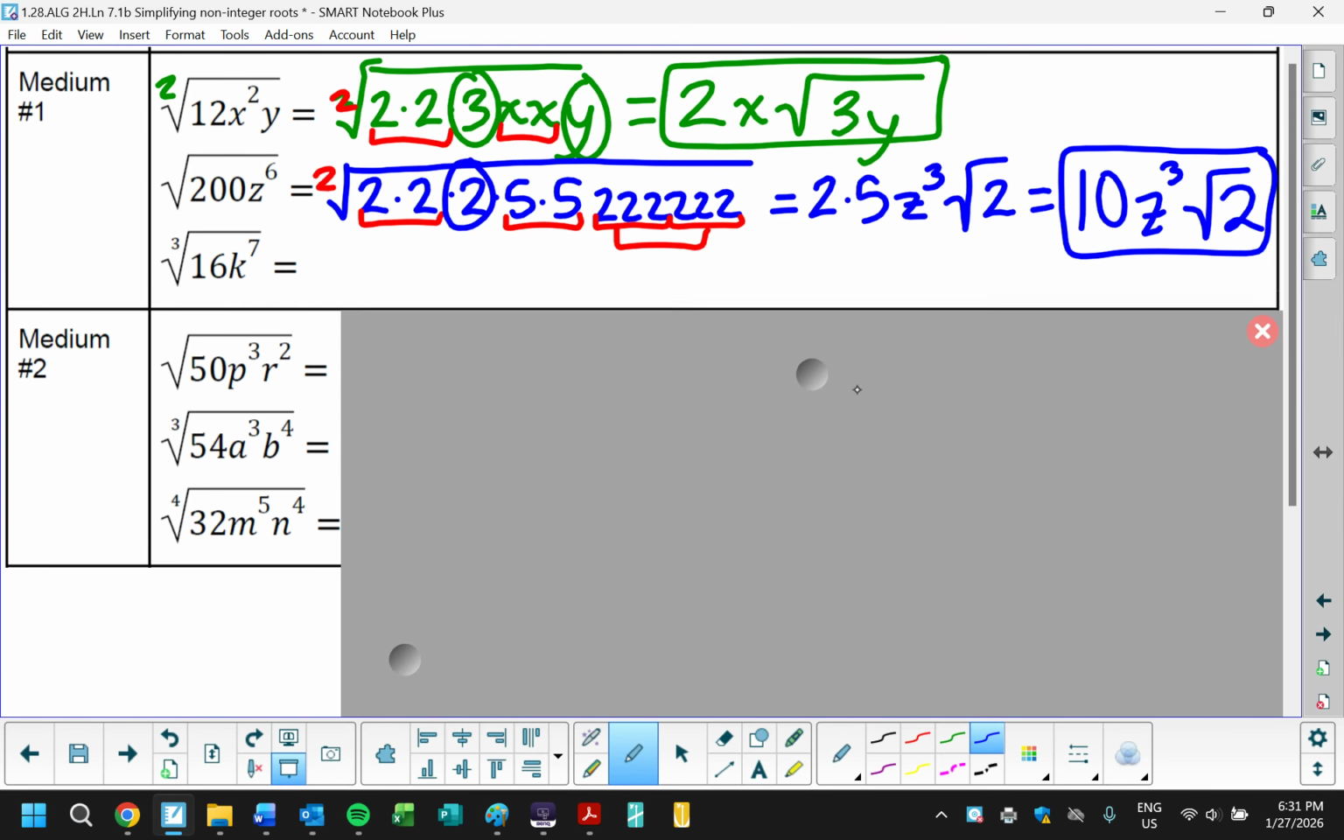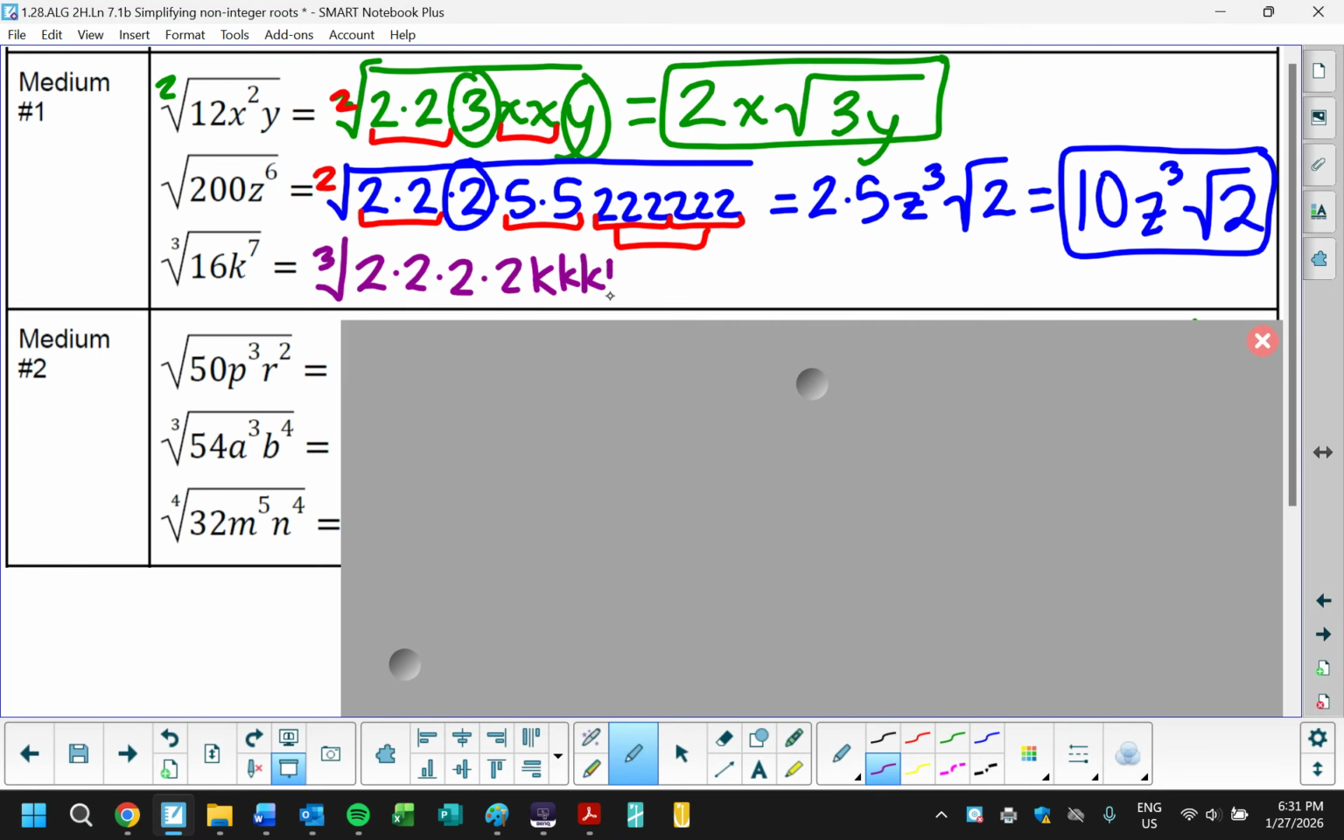And let's finish up with the 3rd root of 16k to the 7th. So if we break that down, 16 is the product of 4 and 4, which is furthermore broken down into the product of 2 times 2 times 2 times 2, multiplied by k by itself repeatedly.